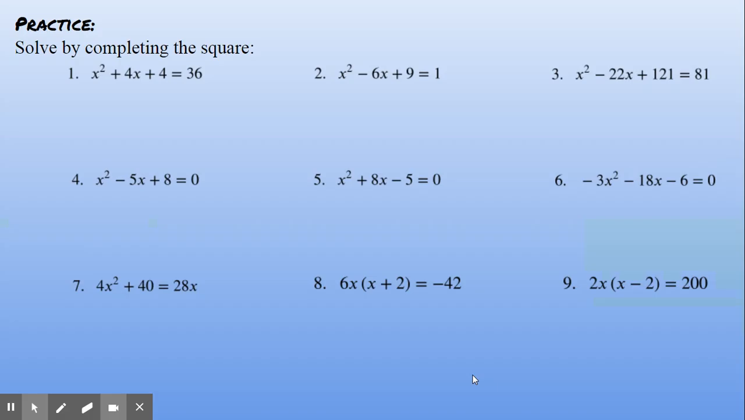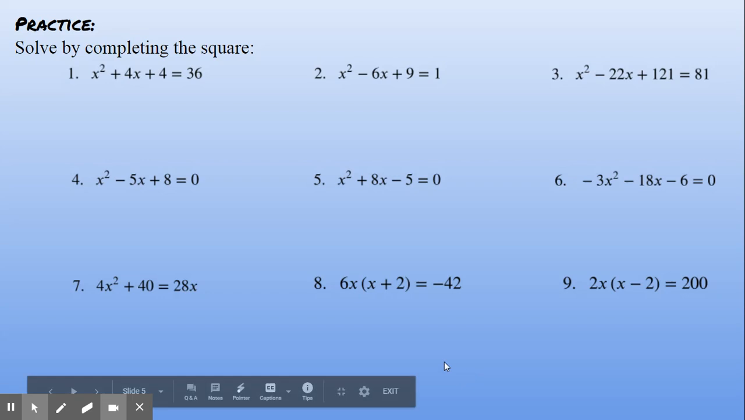Okay, so we're going to go through a couple of examples together in class. They're here if you want to start them and try them. And again, make sure the leading coefficient is 1 and all your constants are on the other side before you can begin anything. Real quick, number 8 and 9, if you take notice, they have to be distributed first. They're not in standard form. So you have to make sure it's in standard form before you begin anything.